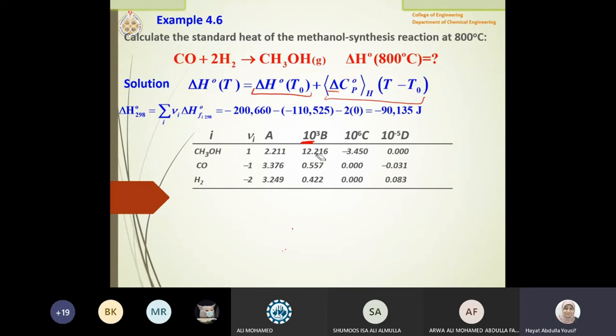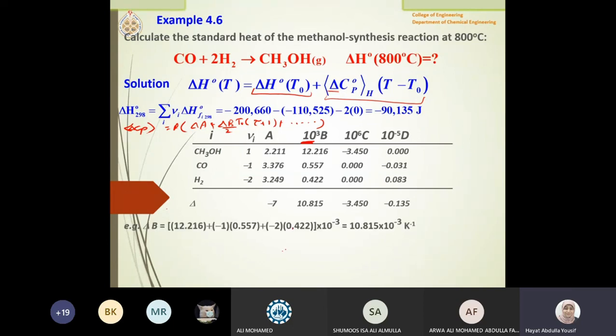Now the question here is how to find this delta. Remember, my CP mean delta is R times delta A plus delta B T naught over 2 tau plus 1, plus higher order terms. But you have to know each of those deltas. So the step here is to get delta A, delta B, delta C, and delta D. And here's the procedure. How did you get those values? I will show you a sample calculation.